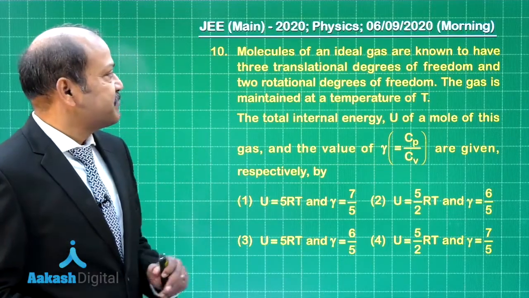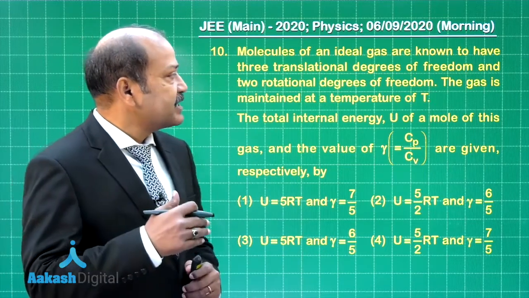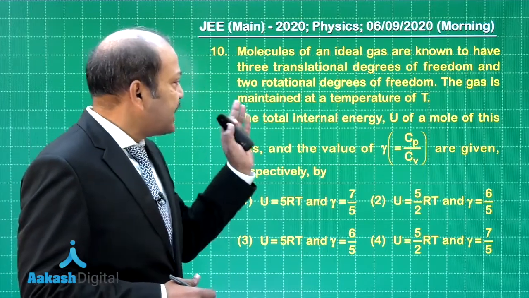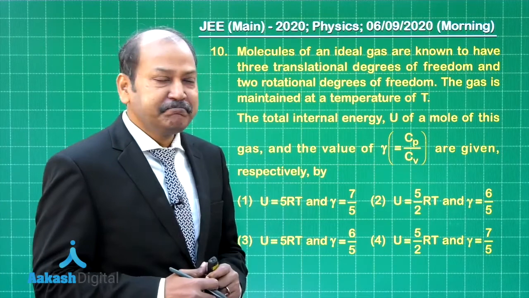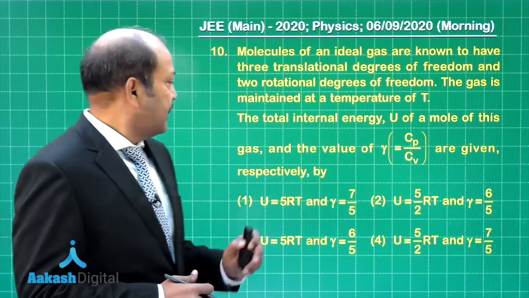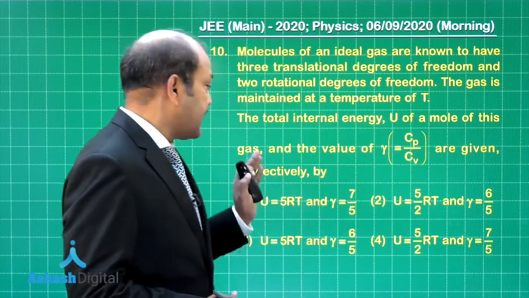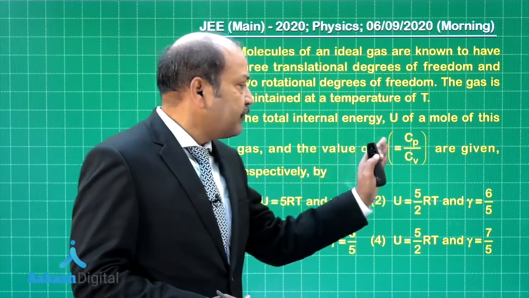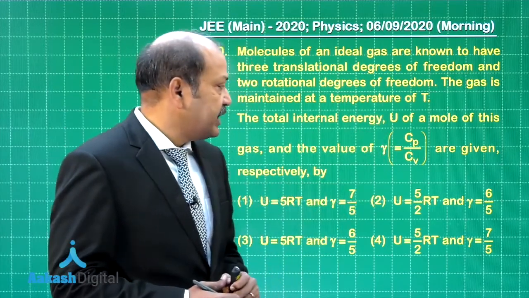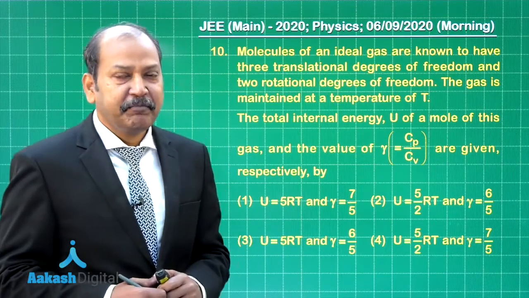Question 10 says, molecules of an ideal gas are known to have 3 translational degrees of freedom and 2 rotational degrees of freedom. The gas is maintained at a temperature of T. The total internal energy U of a mole of this gas and the value of gamma, which is equal to Cp by Cv, are given respectively by, and the options are given.